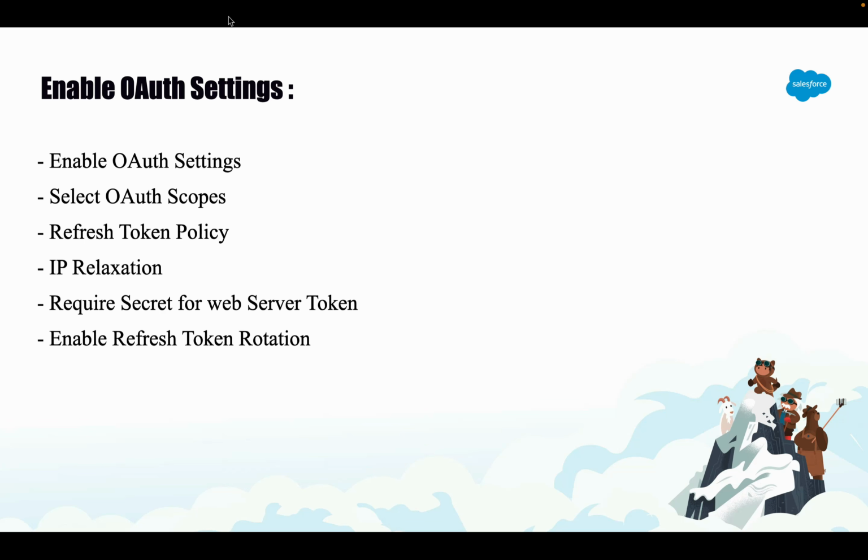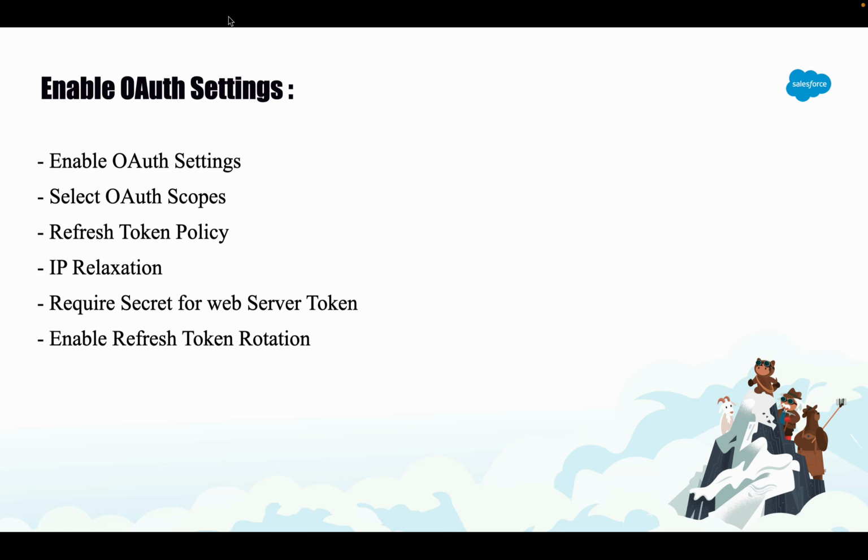Okay, then we have IP relaxation. From the name itself, this controls how Salesforce enforces the IP restrictions for OAuth requests. Typically, if you enforce it, then requests must originate from a trusted IP range. If you do not, then there will be no IP restrictions.